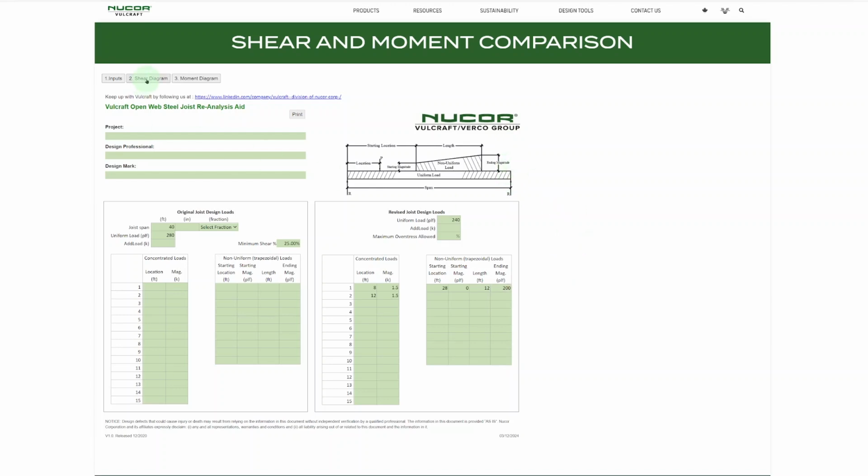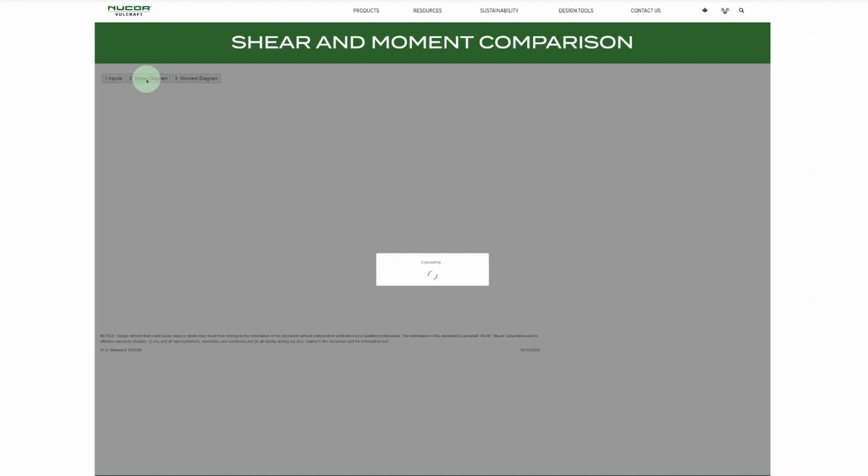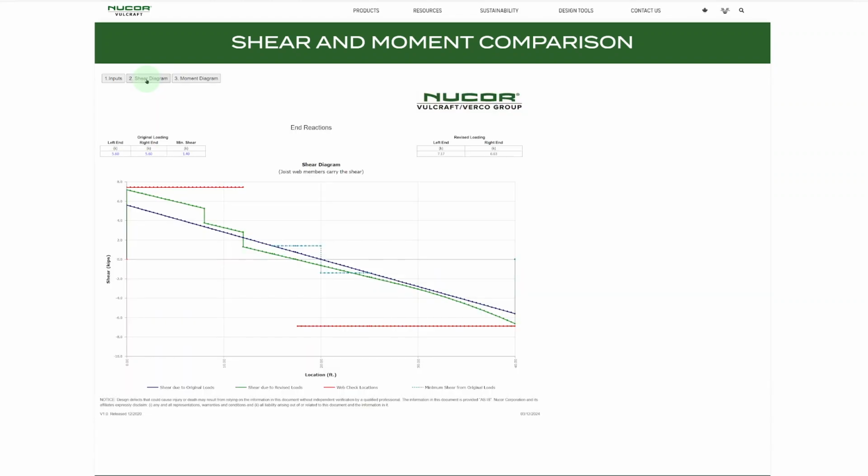We can hit the shear diagram button to start generating some of that information. The first thing here, a lot of lines, a lot of colors. So let's talk through them one by one. The blue line here is the shear due to our original loads. You can see that's just a straight line because all we had was that 280 PLF uniform load. The green line is the shear due to our revised loading. And I can see the discontinuities here, the two of them, because of those RTU loads. On the right side here, you can see it start to taper off as it applies that non-uniform distributed load, that triangular snowdrift load that we put on there.